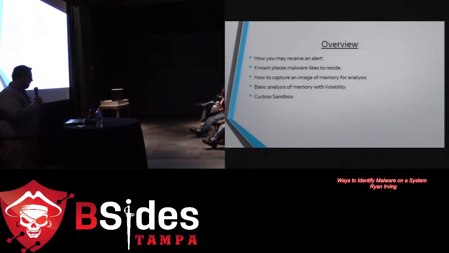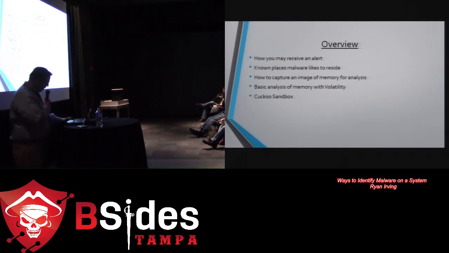Here is a quick agenda of the presentation and what I plan on talking about with you today. We're going to talk about how you may receive an alert that you have something going on on your network. We're also going to talk about places where malware typically likes to reside on the system. Also, how to capture an image of memory for analysis, go over some basic analysis of memory with Volatility, and then briefly talk about the Cuckoo sandbox. So that's what's on tap for this presentation.